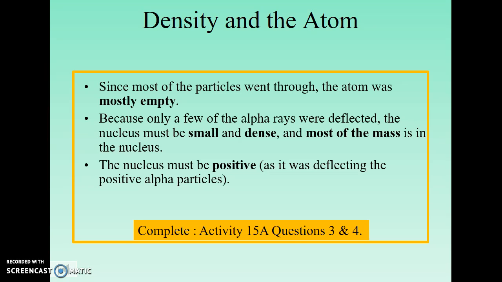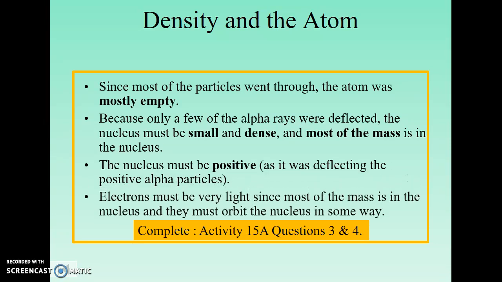The nucleus must be positive because it was deflecting the positive alpha particles. And the electrons must be very light, since most of the mass of the atom is in the nucleus. And so these electrons must orbit the nucleus in some way.